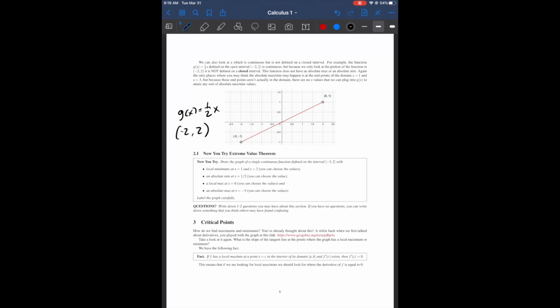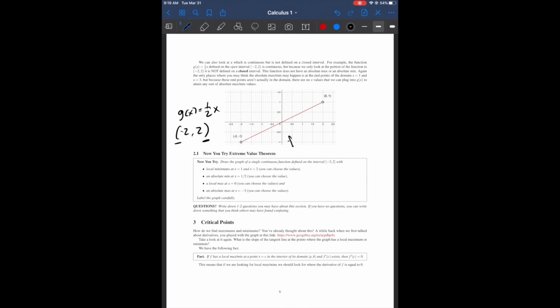But it is defined on an open interval. Okay? So because of these parentheses, rather than the hard brackets, this is an open interval, meaning that we don't include the endpoints. Okay? So you can see right here and right here, we're not including those endpoints. Okay? So if you think to yourself again, what is the absolute min and what is the absolute max for this function? Well, the absolute min, you really want it to be right here at x equals -2, and you want the value to be -1, but it's not, right?